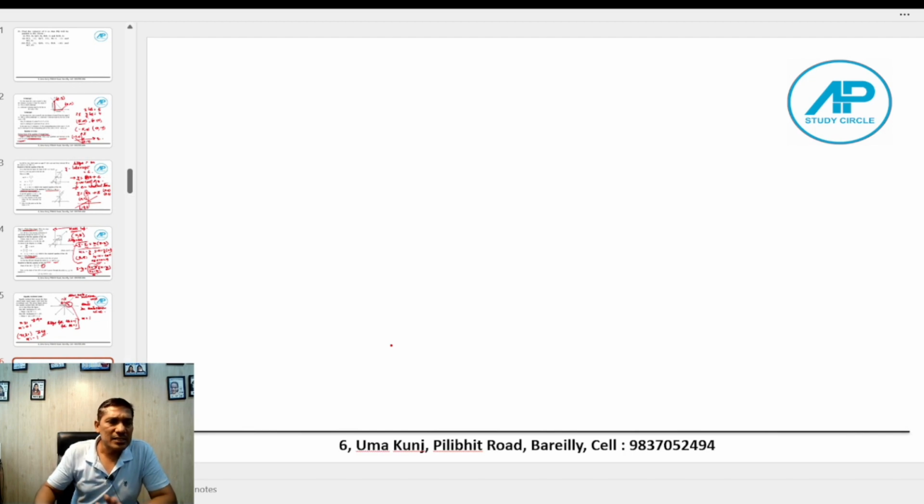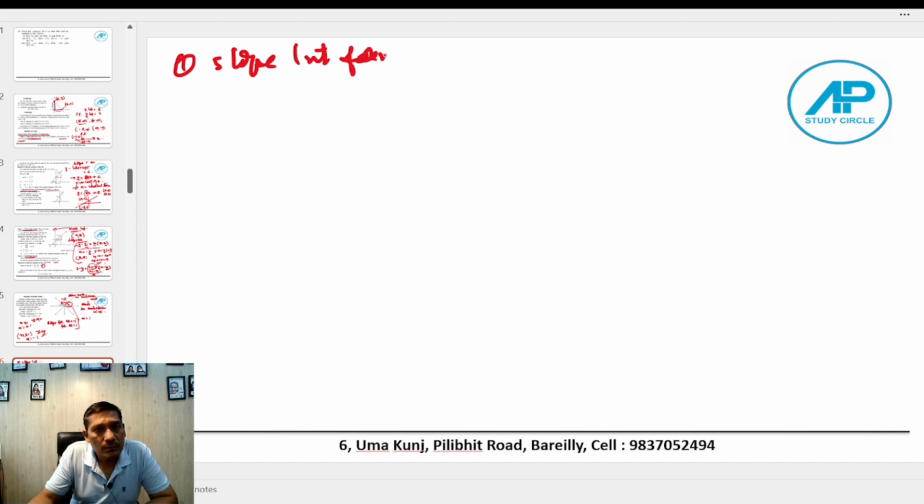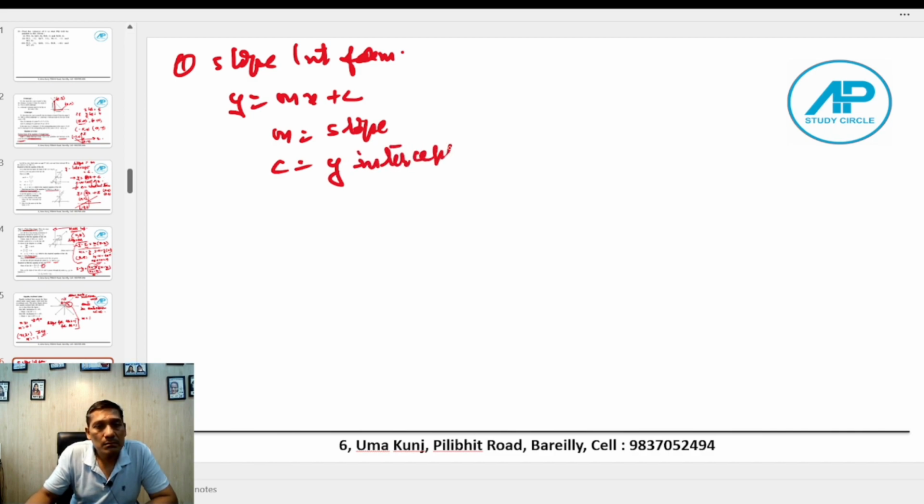So I'm summarizing the topic we had discussed today. The first equation was the slope intercept form: y equal to mx plus c, where m is the slope and c is the y-intercept.